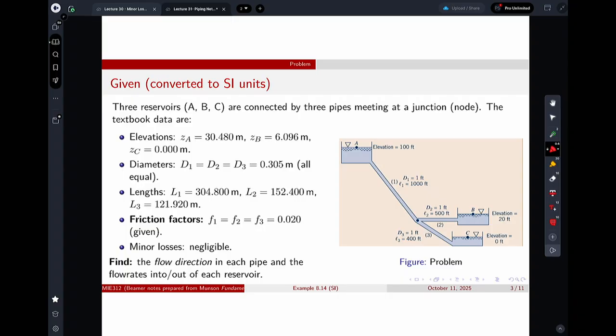Diameters are all the same, 0.31 meter, and lengths are 304.8, 152.4, 121.9, and the friction factors are given to you, and they're all the same. Minor losses are negligible in this case, so you're just focused on major losses. Find the flow direction in each pipe and the flow rates into each reservoir.